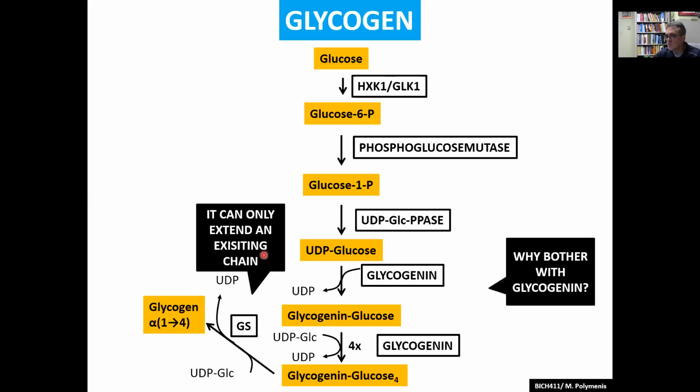And that's why it was such a big discovery when it was discovered, because it was known that glycogen synthase has this requirement of a minimum of 4 pre-existing glucose residues in a chain before it can extend them further. All right, so that's the idea here. That's why we need glycogenin, and then glycogen synthase comes in.